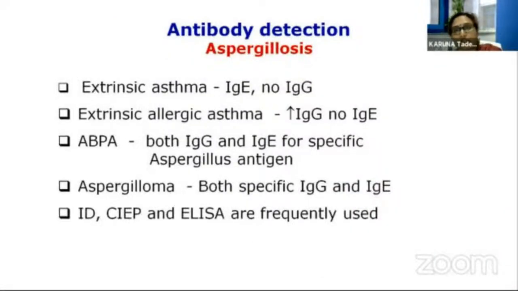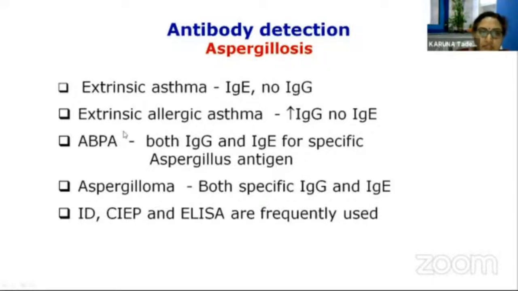Coming to antibody detection in aspergillosis. So there has been a lot of progress in case of antibody detection in aspergillosis. Extrinsic asthma is the condition where IgE is preferred. Extrinsic allergic asthma is the condition where, because it has been long standing, there is more of IgG. In allergic bronchopulmonary aspergillosis, both IgG and IgE for specific Aspergillus antigen are important.